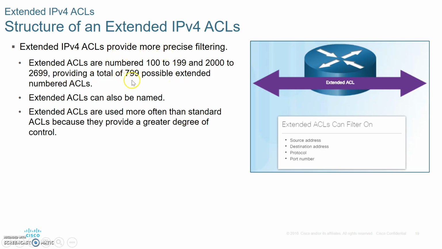They give you a possible 799 extended numbered access control lists. You can also use a name, and extended is used more often than standard access control list because it provides a greater degree of control. Extended access control can filter on source IP, destination IP, protocol, whether it's TCP, UDP, ICMP, and also on port number.